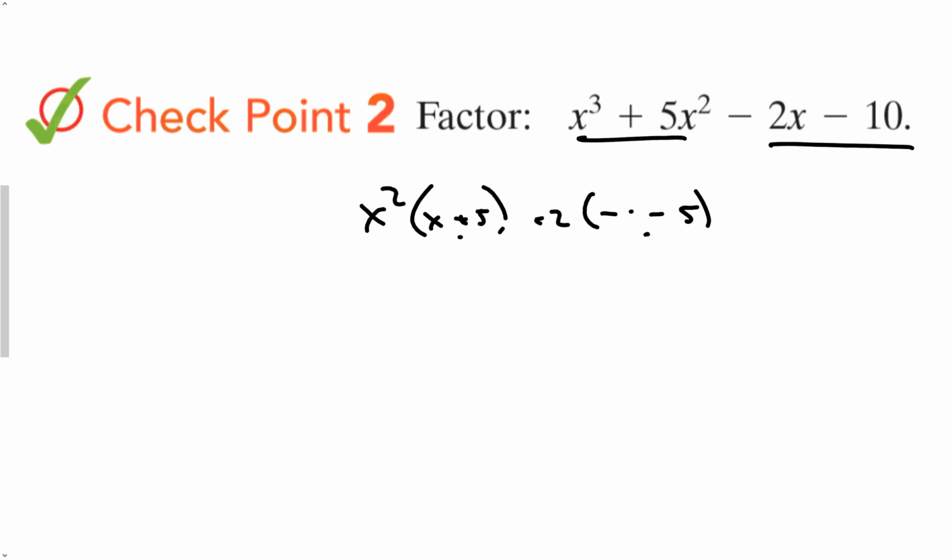So what I can do is factor out a negative 2, which leaves me with x plus 5, negative 2 times positive 5 is a negative 10. Okay? And now the binomial factors of x plus 5 are the same, and I can factor them out to get x squared minus 2, giving me a product of two binomials. Okay, so those are the first two techniques we looked at, which is factoring with the greatest common factor and then factoring with grouping.